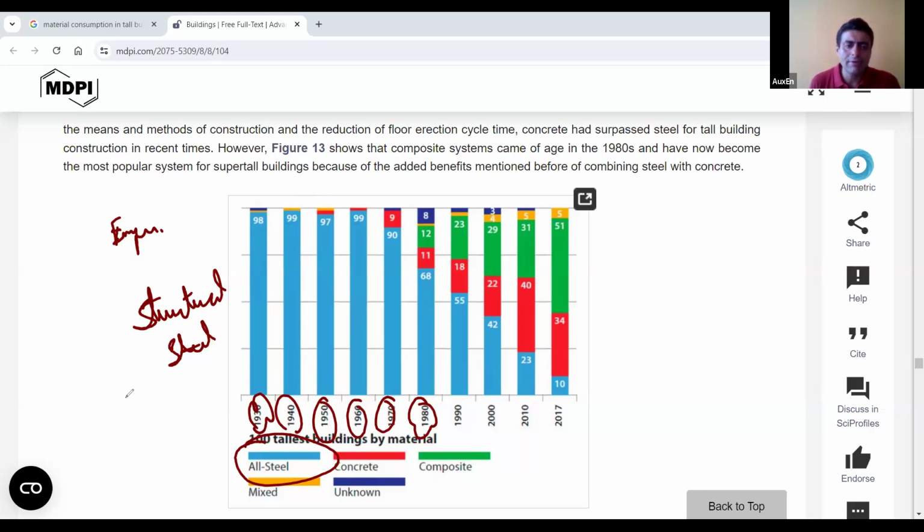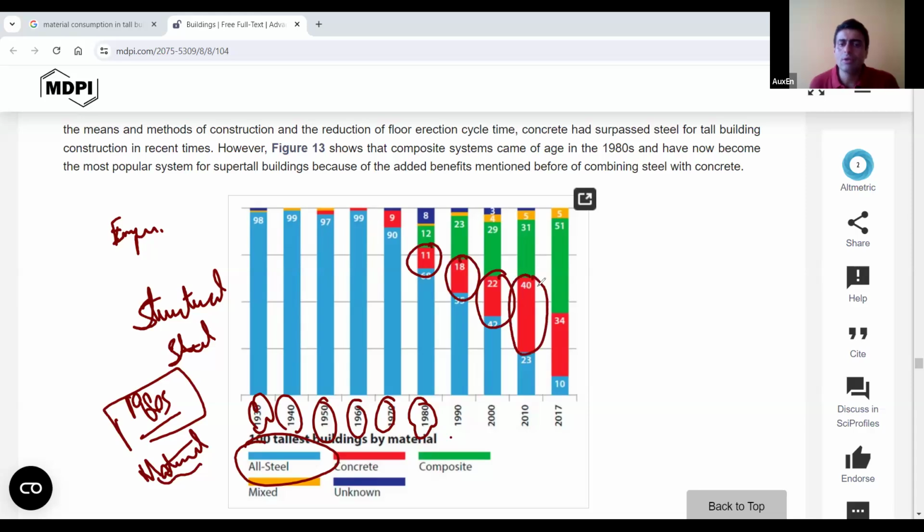Now, post 1970s, post 1980s, as I was explaining, the material improvement started happening. So concrete technology was developed a lot post 1980s. You started getting high strength concrete, and therefore you see this red box is showing concrete. So you start seeing concrete being used more and more. Clear?